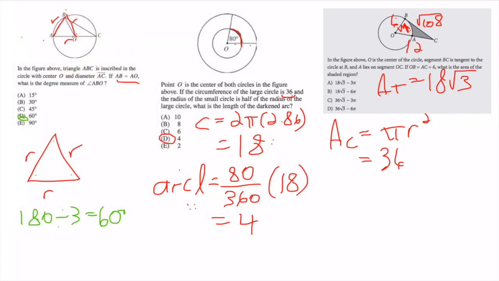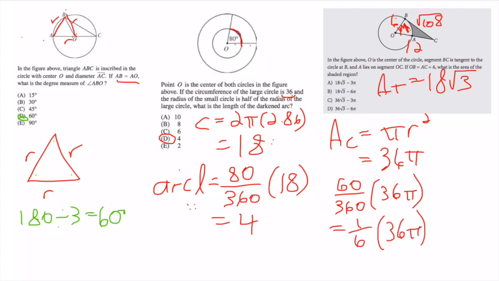Okay, so if this is 60 degrees, again, just like I found the arc length, now I want to find what portion of the area 60 degrees represents. So the portion of the area is just 60 degrees of 360. Now I'll just multiply, instead of multiplying by the circumference, I'll multiply by the area. So this is 1 over 6 times 36 pi, which gives me 6 pi.